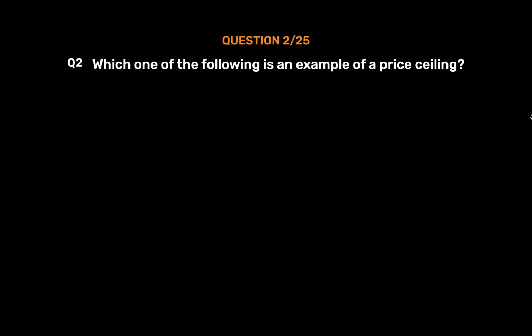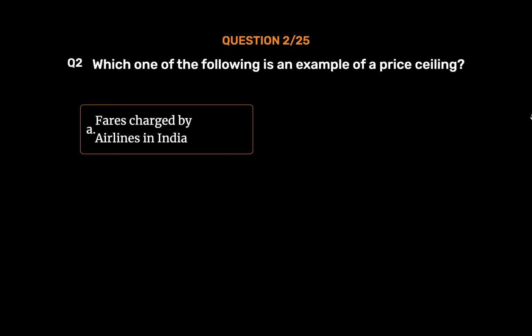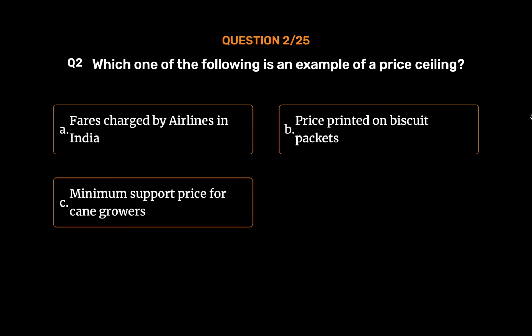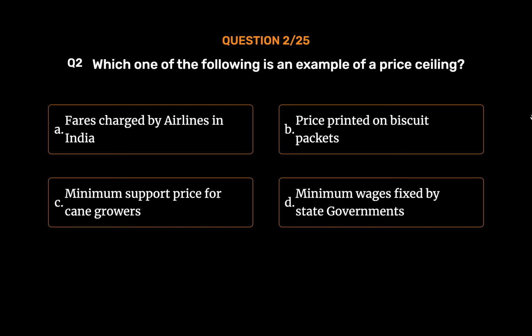Question number 2. Which one of the following is an example of a price ceiling? Option A. Fares charged by airlines in India. Option B. Price printed on biscuit packets. Option C. Minimum support price for cane growers. Option D. Minimum wages fixed by state governments. The correct answer is option B. Price printed on biscuit packets.